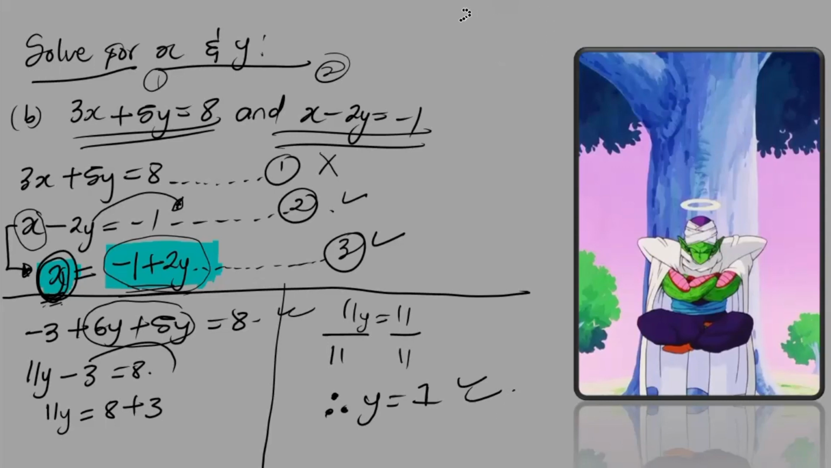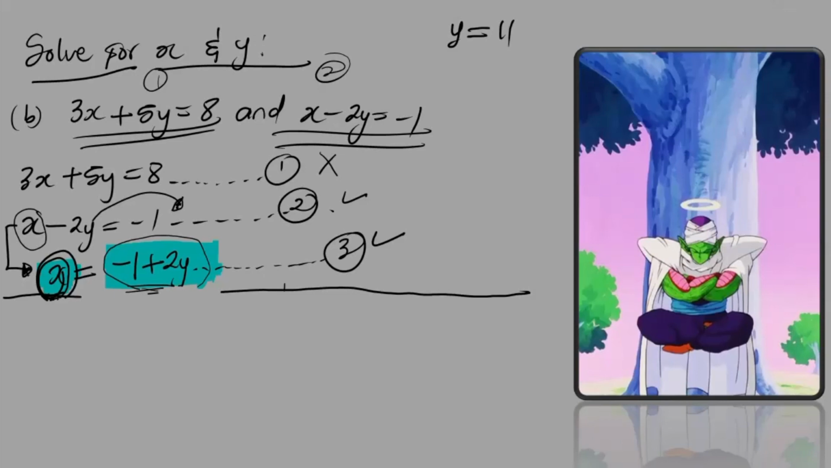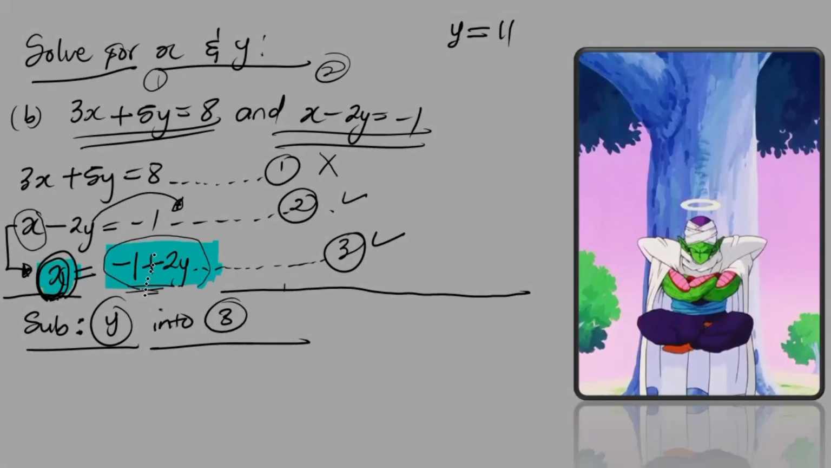So now I found my y value. Since I found my y value, let me write it here. Y is equal to 1. And then I clear the space now for the next part. Since I found my y value, the next part is that I have to substitute my y value into my equation 3. So here we go. I'm going to say substitute my y into equation 3. Right? So now let's do that. What is my equation 3? My equation 3 is x is equal to -1 plus 2y. That is my equation 3.